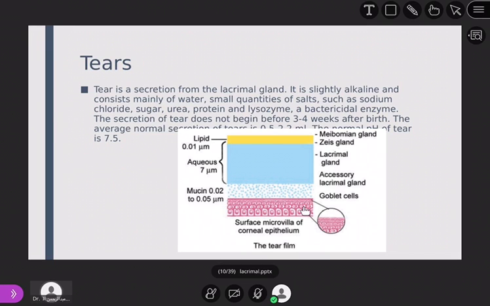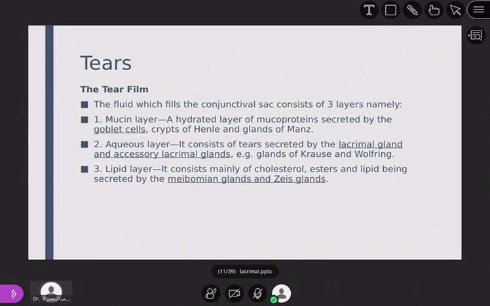Then here we have the corneal surface. So the outer part is lipid by the meibomian glands and Zeis, the aqueous is from the lacrimal gland and accessory lacrimal glands. The aqueous is the thickest part of the tear film, or most of the tear film. Then the inner part is the mucin, which is secreted by goblet cells.